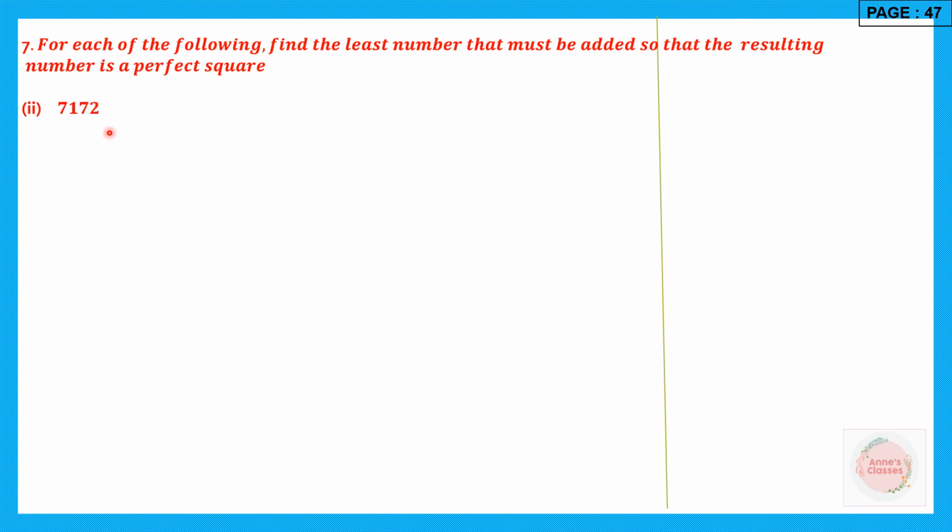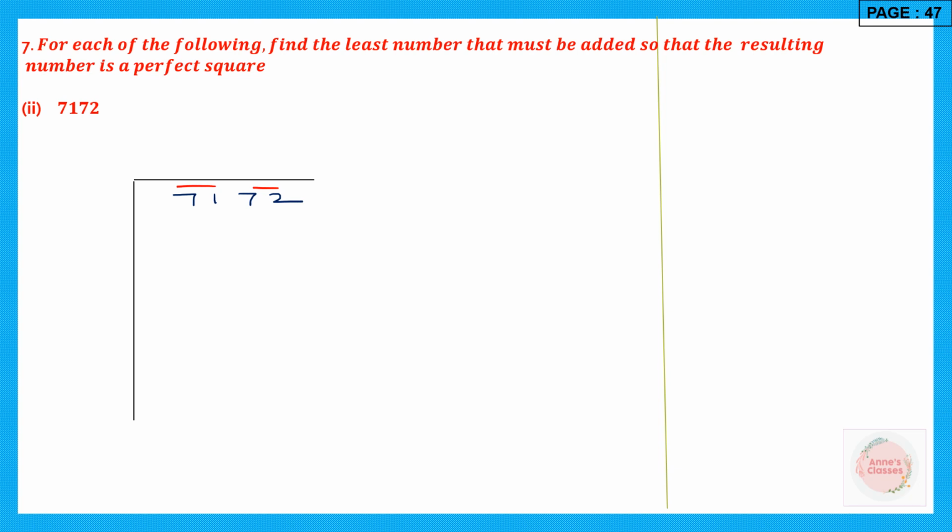Question 2, 7172. So here also the question is find the least number that must be added. So we are going to first do the division method now. Let's write down the number inside, 7172, and let's pair it up. So we have a pair here and a pair here. Now the number is 71.